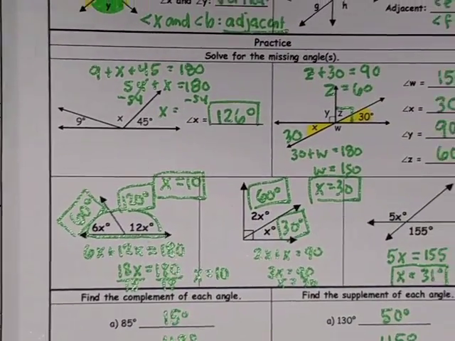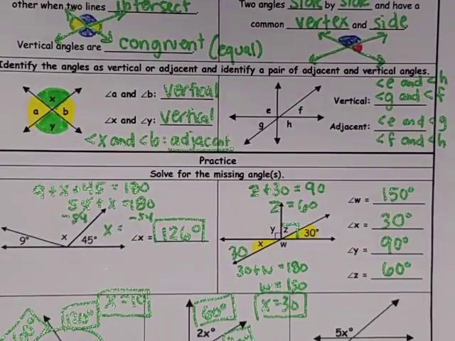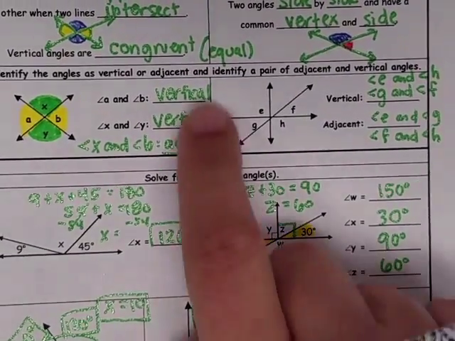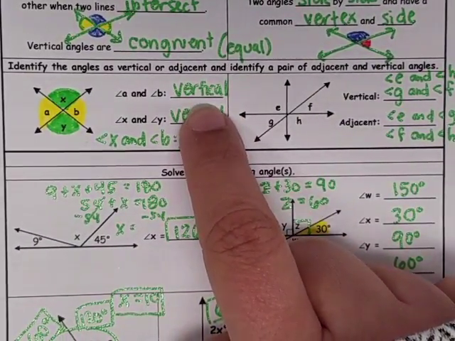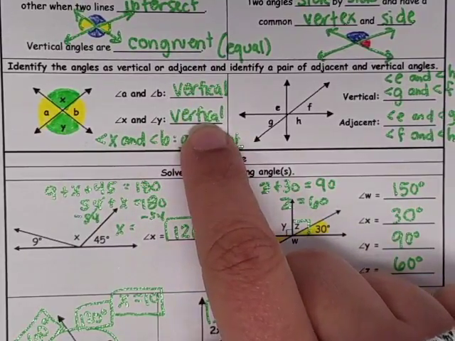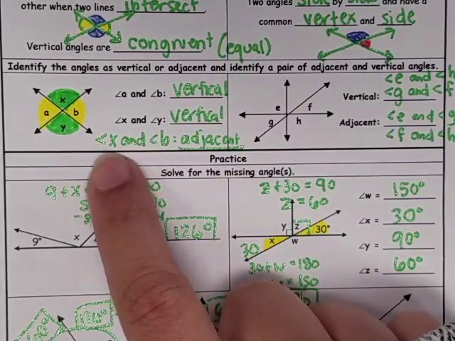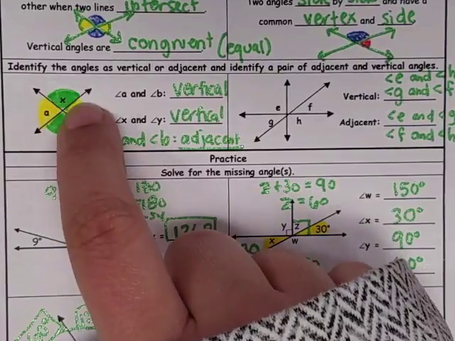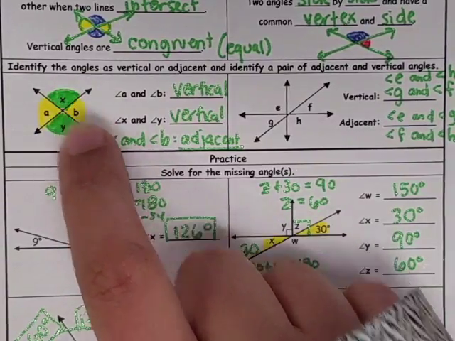Over here on the right side for the practice, I got that A and B were vertical, X and Y were vertical. And then I also added this extra one in here. X and B are adjacent, just so that we talked about adjacent angles.